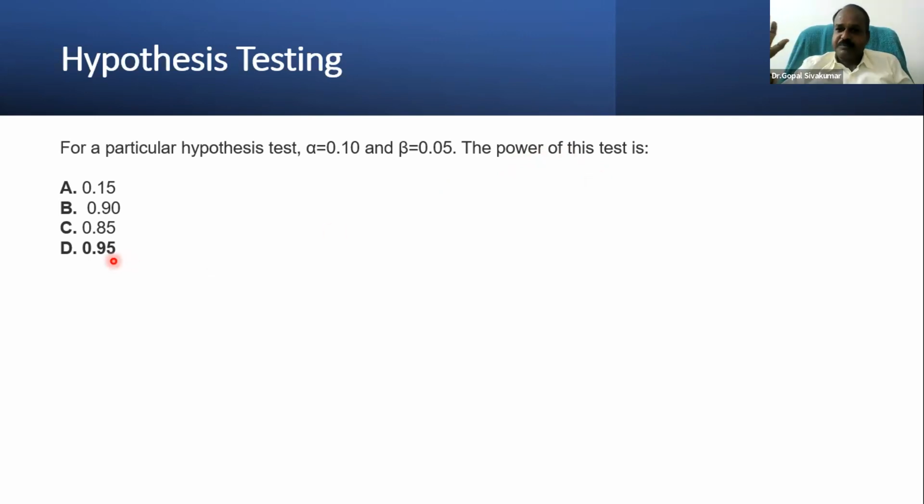All of you are with me? Yes, sir. For the same problem, what is the confidence level? 95%. No. What is the formula for confidence level? 1 minus alpha. 90%, sir. 1 minus 0.1, 0.9. 1 minus alpha is confidence level. 1 minus beta is power of the test. So all the classes we have taken, you have forgotten.